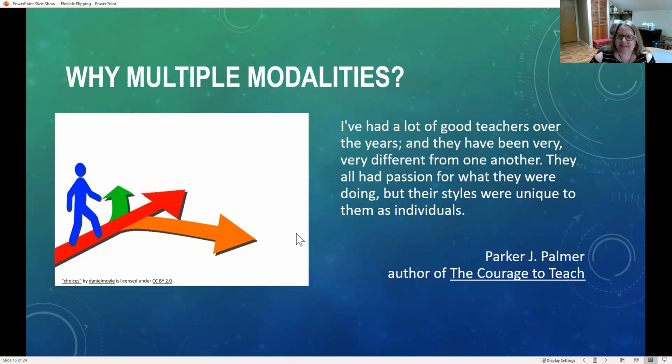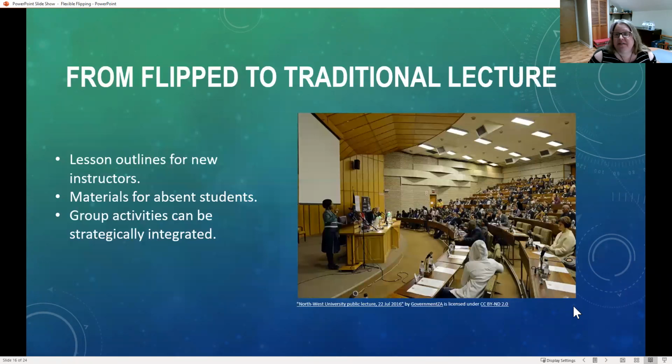And having this flipped curriculum design and these types of materials available to share with other instructors that are going to be taking these on has a lot to do with those individual teaching styles, and flipped enables that. So let's start out with the first one, our traditional lecture.